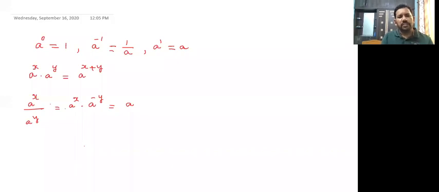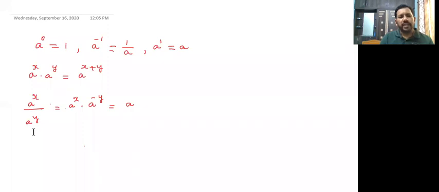Good morning, students. a power 0 is equal to 1, a power minus 1 is equal to 1 by a, and a power 1 is equal to a. a power x into a power y: here bases are equal, so powers should be added, a power x plus y.